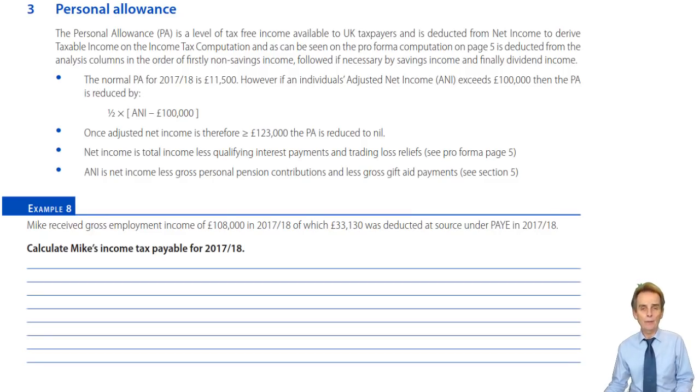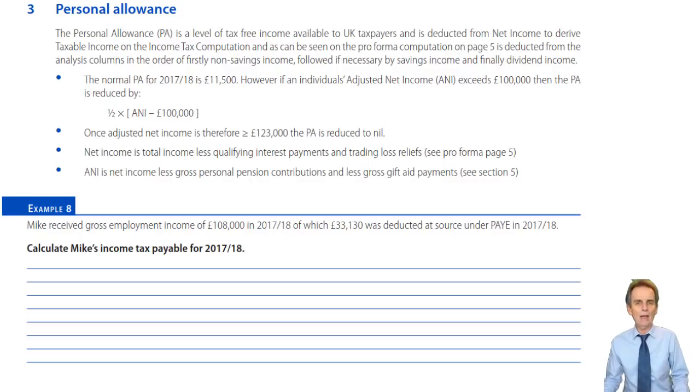Now, in every one of the income tax computations that we have prepared so far, we've seen the deduction of the personal allowance. That personal allowance for our tax year is £11,500, and we know the order in which it is deducted. It is deducted firstly from non-savings income, if relevant then to savings, and thereafter dividend income. That's our order of deduction.